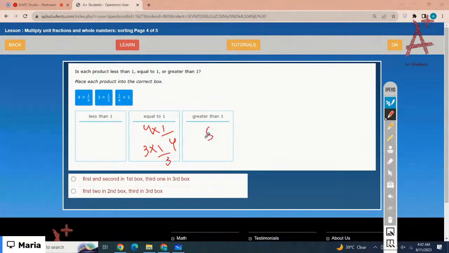So it would be 5 times 1 over 4. If numerator is greater than denominator, that means the answer must be greater than 1. So it would be the first 2 in the second box. Yes, option number 2 is the correct option, right?